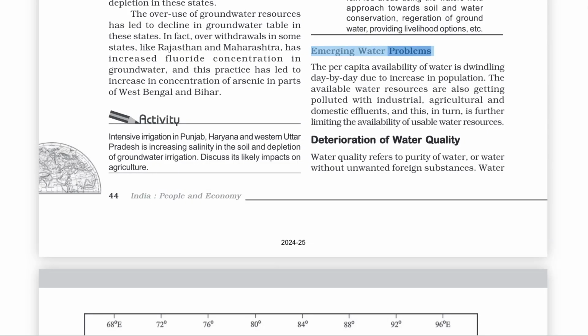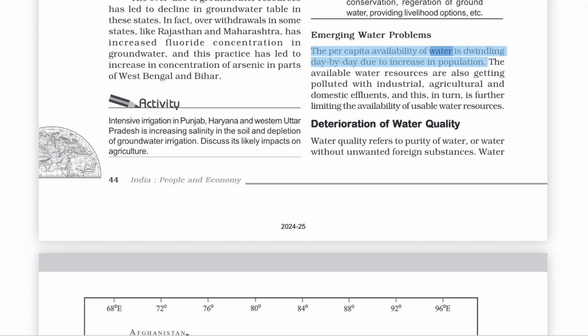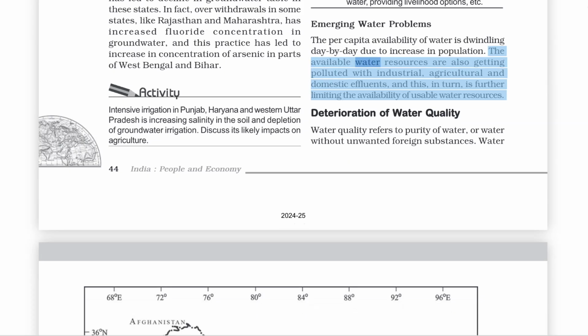Emerging water problems. The per capita availability of water is dwindling day by day due to increase in population. The available water resources are also getting polluted with industrial, agricultural, and domestic effluents, and this, in turn, is further limiting the availability of usable water resources.